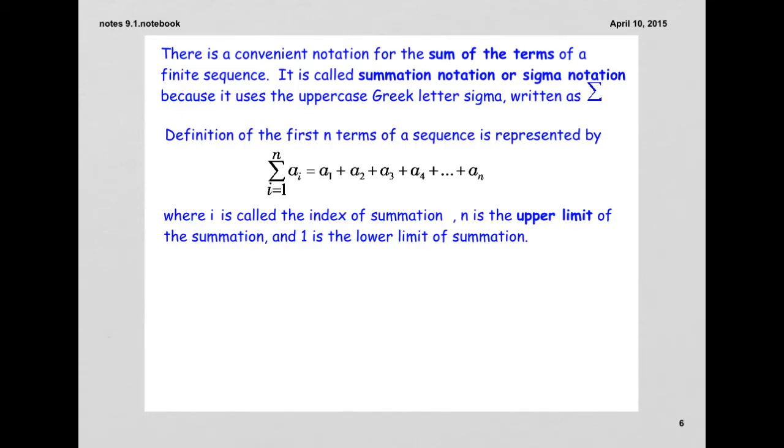There is a convenient notation for the sum of the terms of a finite sequence. It is called summation notation or sigma notation because it uses the uppercase Greek letter sigma. The sum of the first n terms of a sequence is represented by the sum from i equals 1 to n of a sub i, which equals a sub 1 plus a sub 2 plus a sub 3 plus a sub 4 plus ... plus a sub n, where i is called the index of summation, n is the upper limit of the summation, and 1 is the lower limit of the summation.